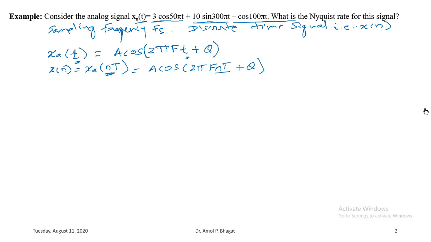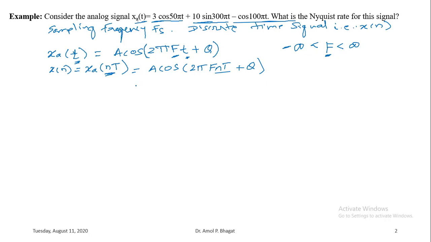Here we have already seen that this capital F was the frequency for the analog signal, and it should be finite. It will be minus infinity less than capital F less than infinity. So this analog signal frequency, capital F, should be in this range.